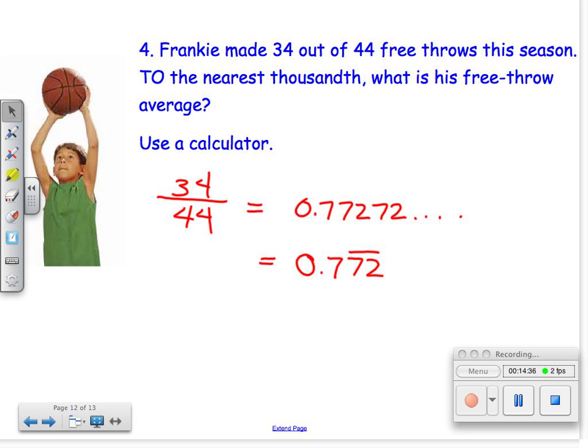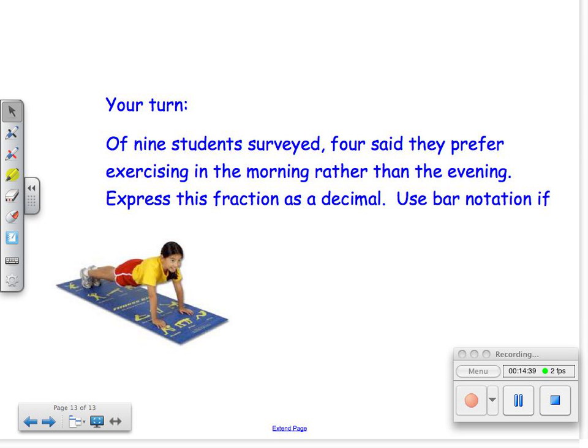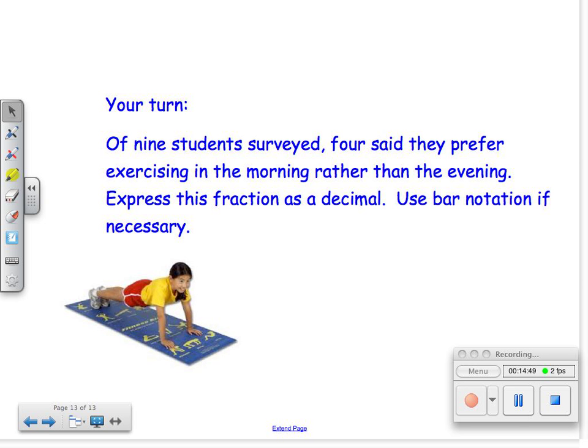All right, I think I have one problem for you to try, guys, and that's the end of this video. Here it is, your turn. Go ahead and try this word problem. Use bar notation if it's necessary. Okay? Good luck with that.